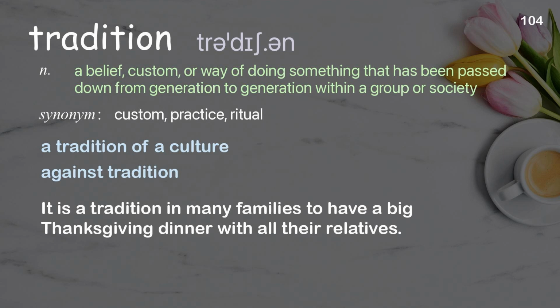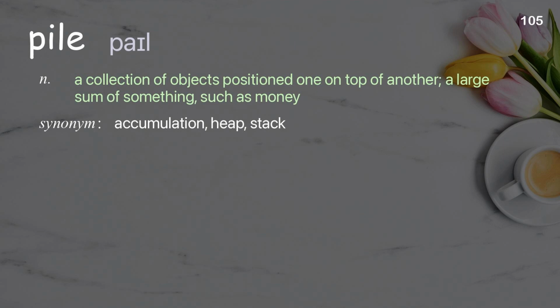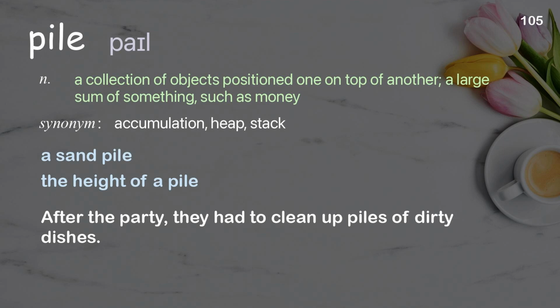Pile. A collection of objects positioned one on top of another; a large sum of something, such as money. Examples: a sand pile, the height of a pile. After the party, they had to clean up piles of dirty dishes.